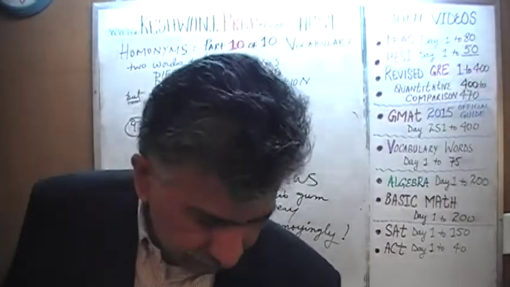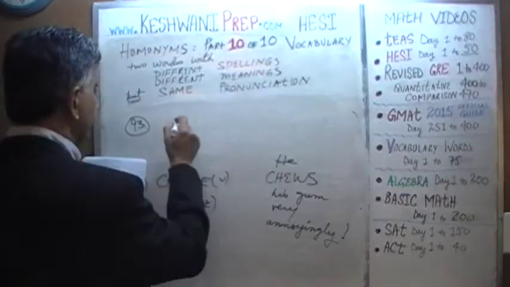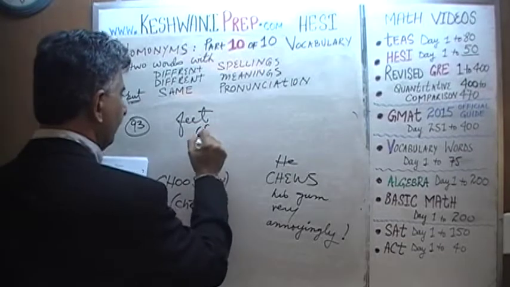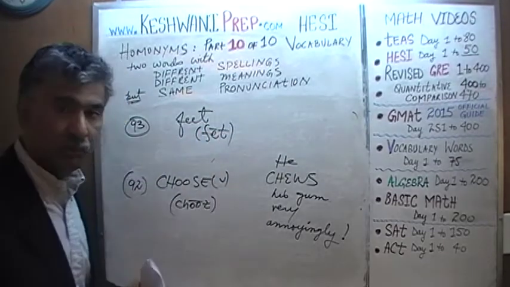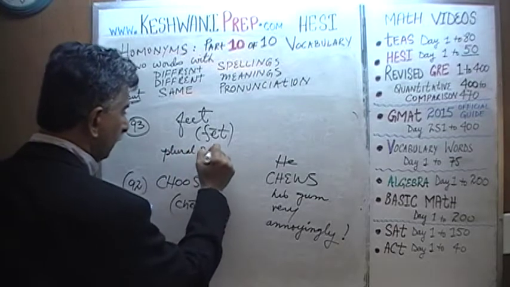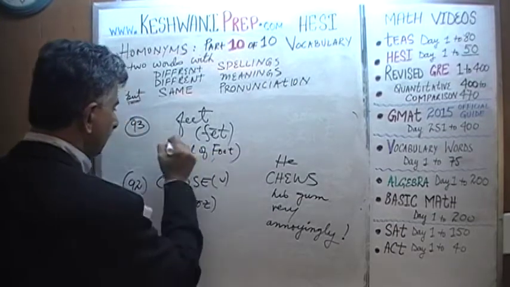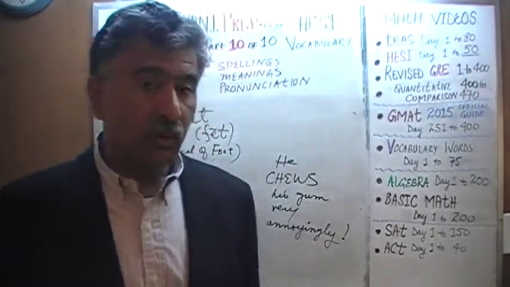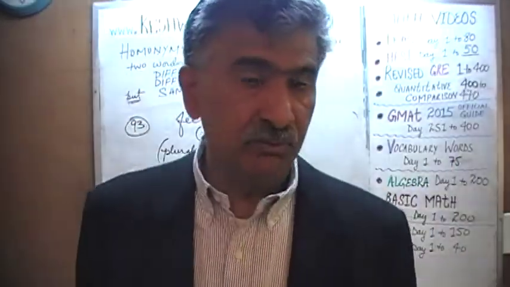Number 93. This is pronounced feet, of course, as in the plural of foot. Foot, either as in foot at the end of your leg, or foot as in the unit of measurement that we use in the US.